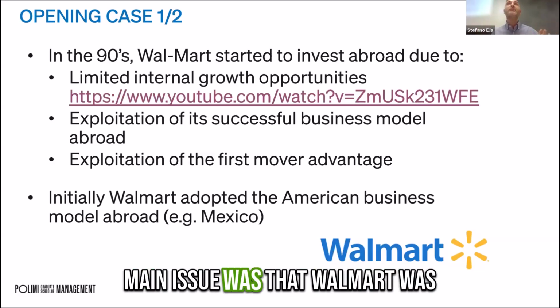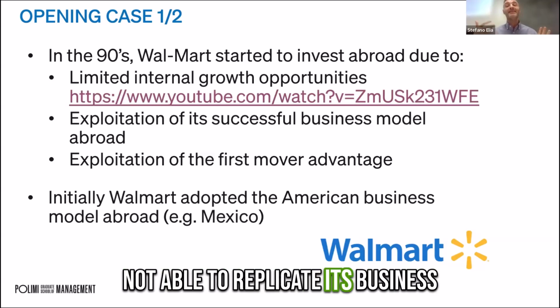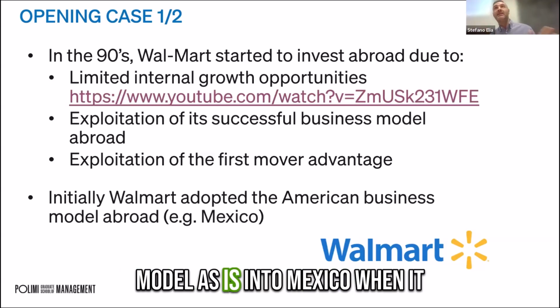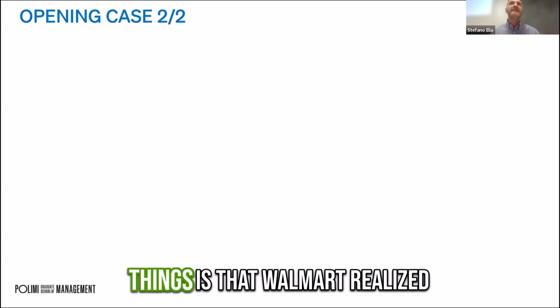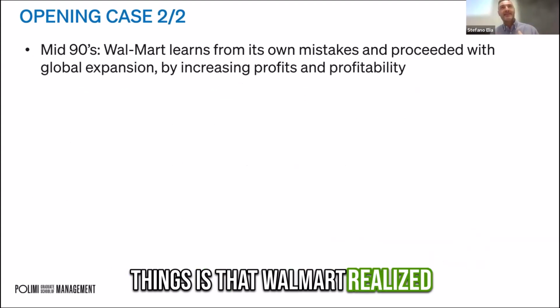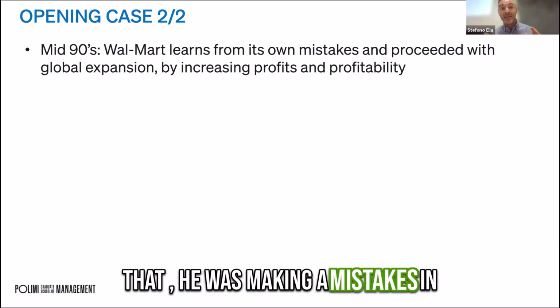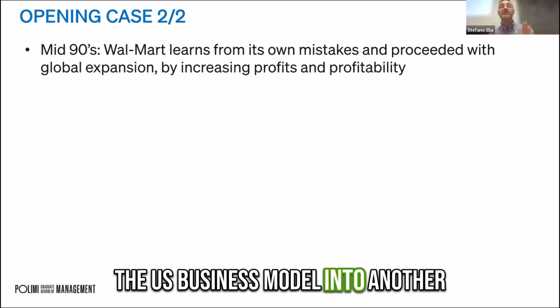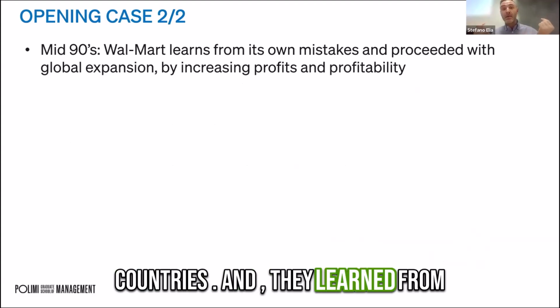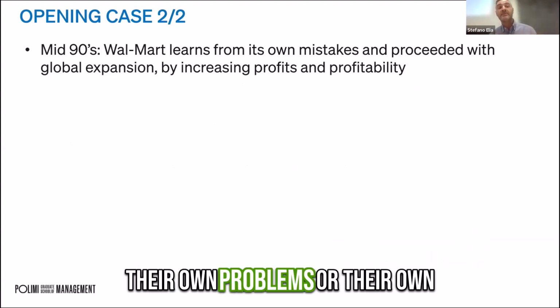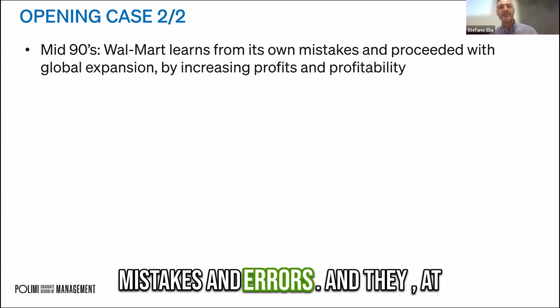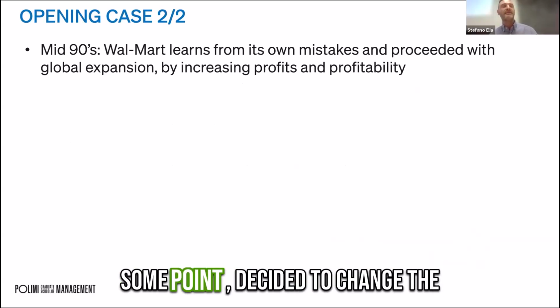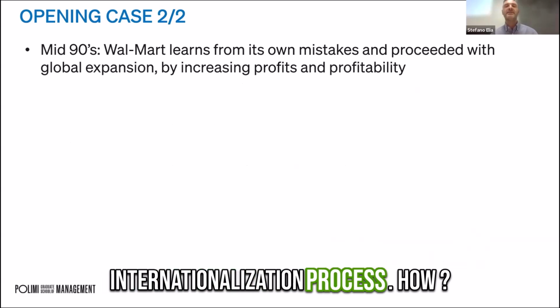Basically, the main issue was that Walmart was not able to replicate its business model as is in Mexico when it started its expansion. But the good thing is that Walmart realized that it was making mistakes in just replicating the US business model in other countries, and they learned from their own problems, from their own mistakes and errors, and they at some point decided to change their internationalization process.